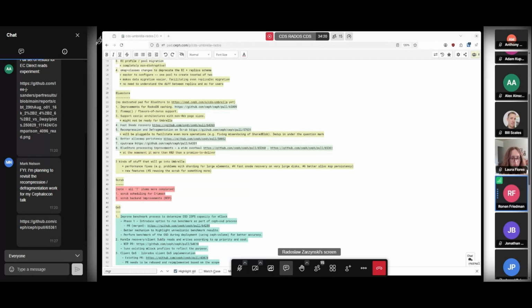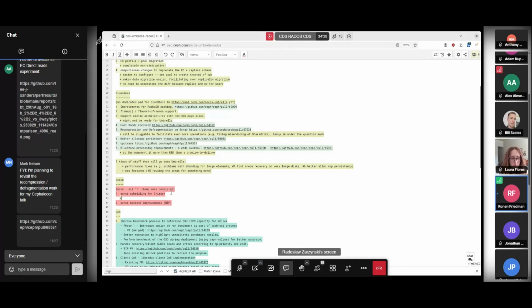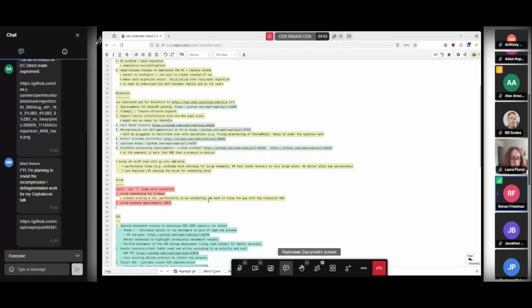Well, the first line is very simple. Crimson is missing a lot of scrub functionality. I actually don't really know what is missing, but I know scheduling is part of it, and probably the most important tasks I have for Umbrella will be to complete that missing functionality. That's easy to explain.